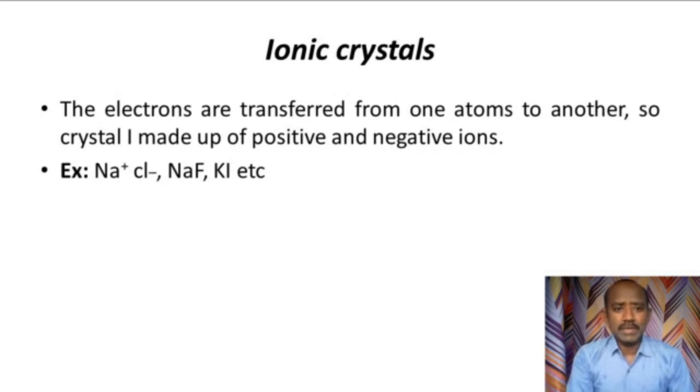The ionic crystal means the electrons are transferred from one atom to another. So the crystal is made up of positive and negative ions. Here, if you consider the two atoms, sodium and chlorine, the sodium is positively charged and chlorine is negatively charged. The outermost electrons or the valence electrons in these atoms are transferred from one to another and combined together to form the ionic crystals.